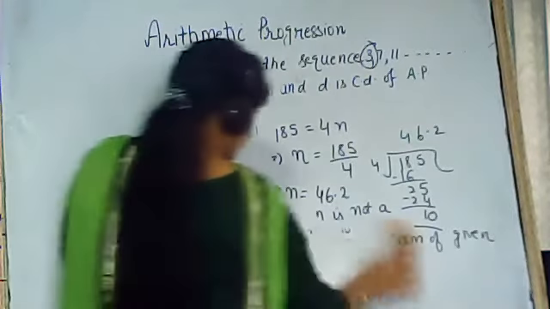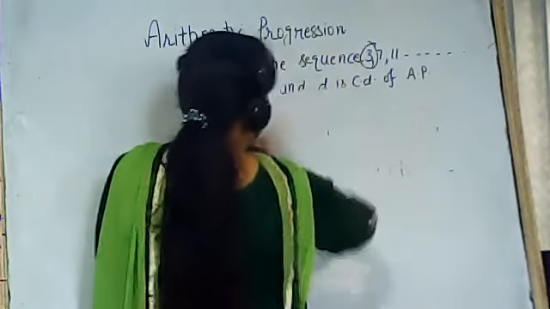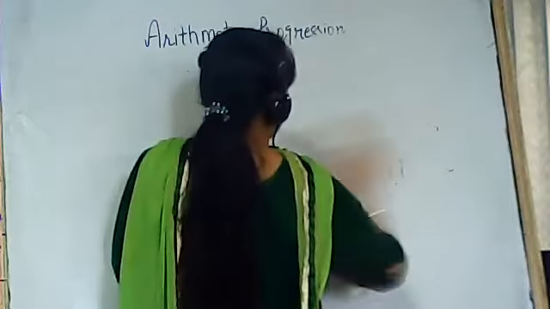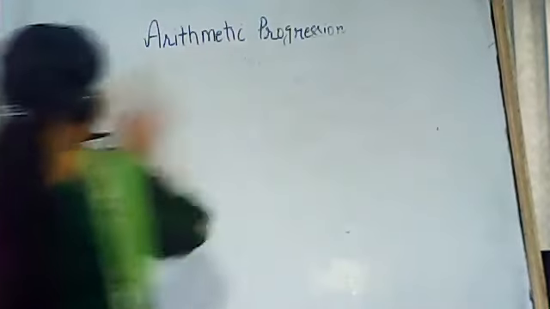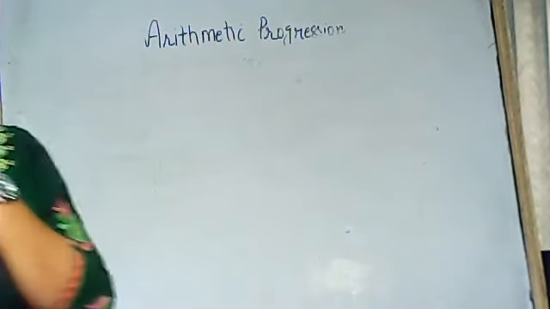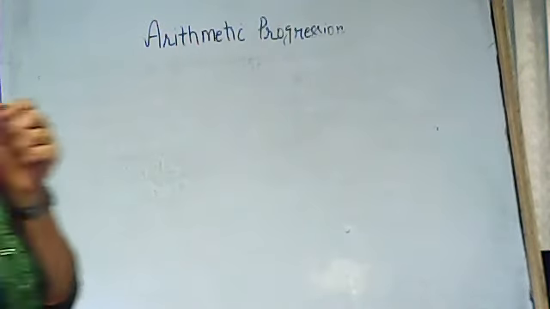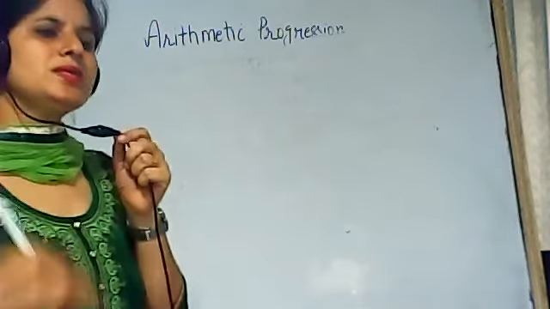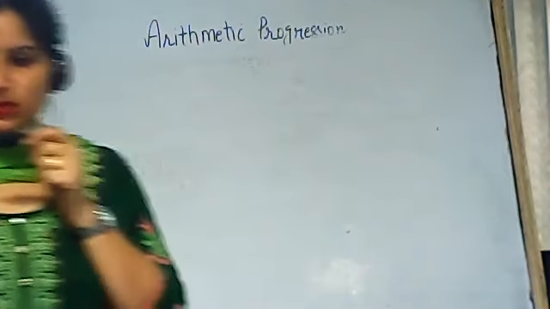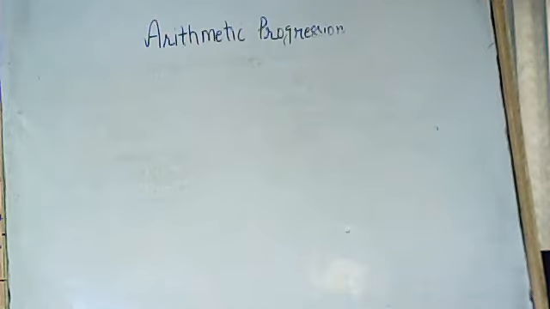Now, let us move to the next example. In these examples, what we have observed is that a particular sequence is already available in the example. Now, in the next question, the sequence is not given. Now, let us start with the next example, which is totally different.